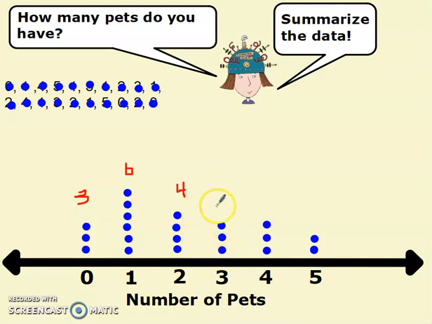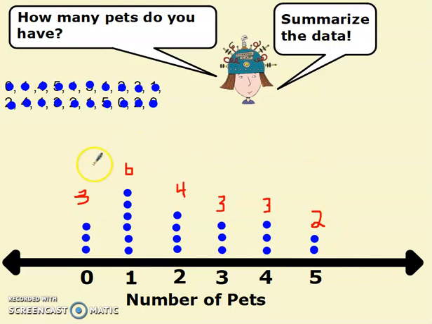How many people have 3 pets? We have 3. How many people have 4 pets? We have 3. How many people have 5 pets? We have 2. Okay, only 2 people have 5 pets.